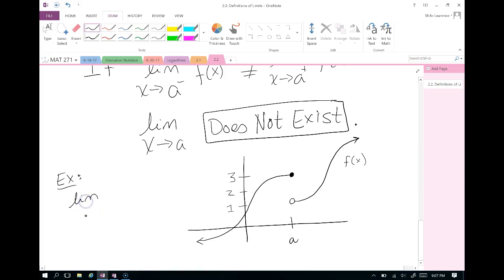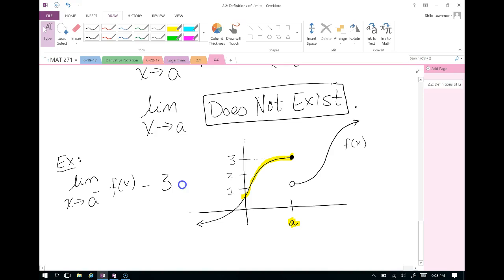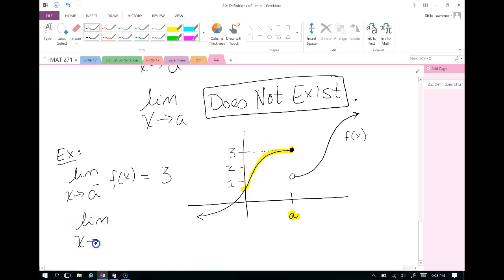So the limit as x approaches a from the left for this function. So here's our a. If I follow this graph from the left, it looks like it's going to approach a y value of 3. So we would say from the left, this answer is 3. But if we do the limit as x approaches a from the right on this function, so follow the graph in from the right, it looks like it's approaching a y value of 1.